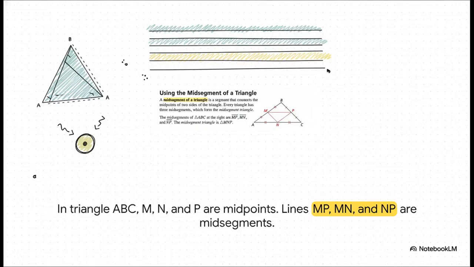You see those points? M, N, and P? Well, M is the exact middle of side AB, P is the middle of side BC, and N is the middle of side AC. So when you connect those dots, the lines you get, MP, MN, and NP, those are the triangle's three midsegments. And yep, that means every single triangle has exactly three of them.